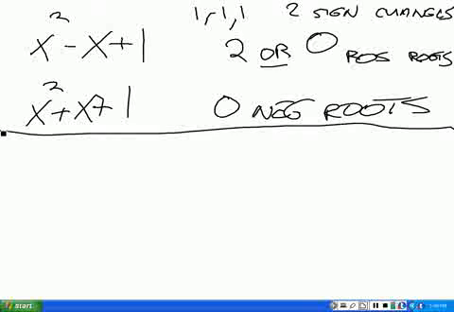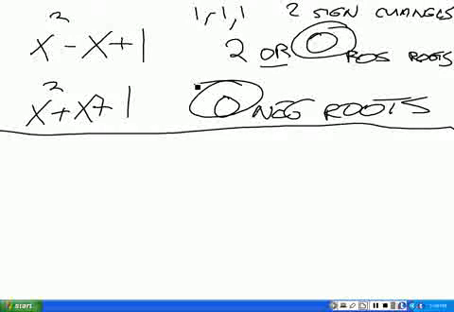Now, if we wanted to do a little further investigation, if we know something about the quadratic equation, we know the part inside the square root would have to be positive in order for there to be positive roots. So we could always do that b squared minus 4ac trick, see that if I took b squared minus 4ac, that would be negative. So this polynomial has no positive roots and no negative roots. But that's something a little different than the rule of signs.